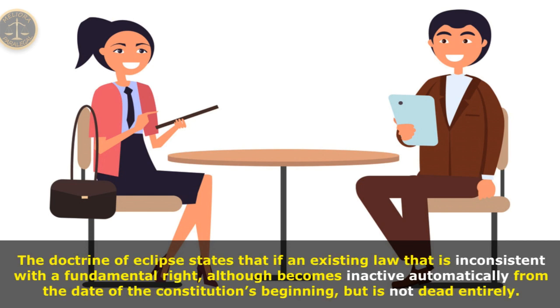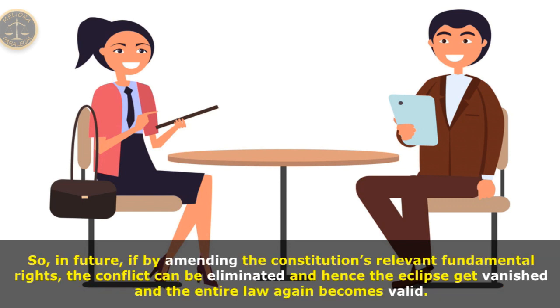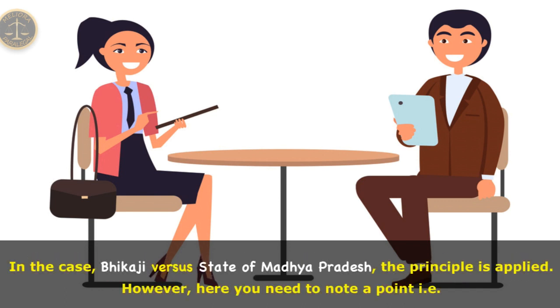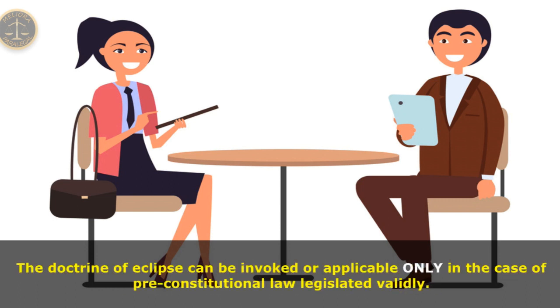The Doctrine of Eclipse states that if an existing law that is inconsistent with a fundamental right, although it becomes inactive automatically from the date of the Constitution's beginning, is not dead entirely. So, in future, if by amending the Constitution the conflict with the relevant fundamental rights can be eliminated, then the eclipse vanishes and the entire law again becomes valid. In the case Bikaji versus State of Madhya Pradesh, the principle is applied. The Doctrine of Eclipse can be invoked or applied only in the case of pre-constitutional law legislated validly.